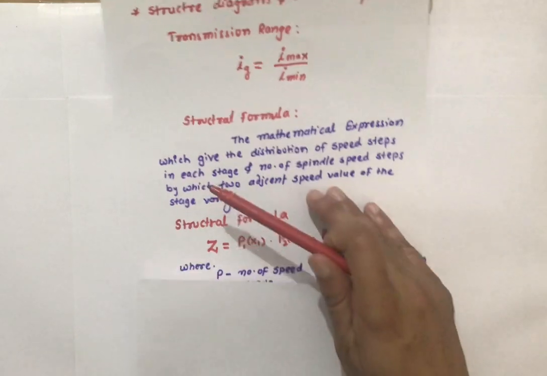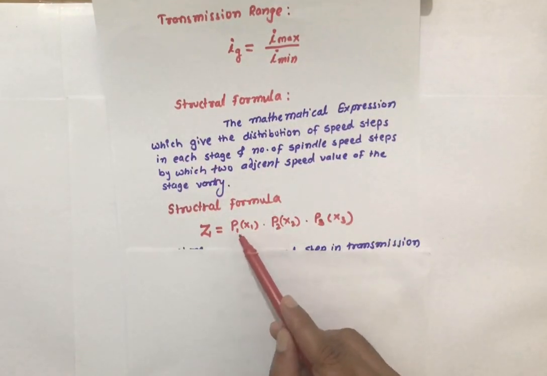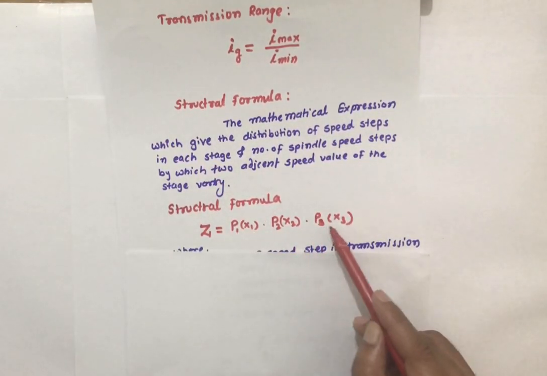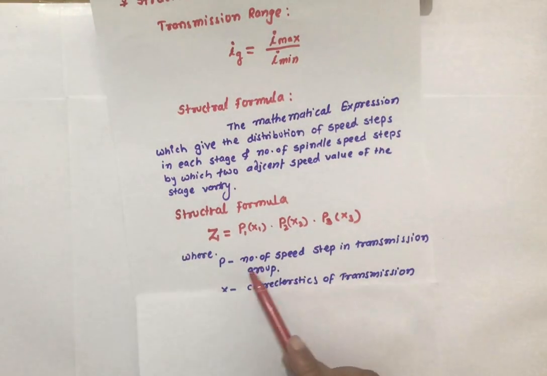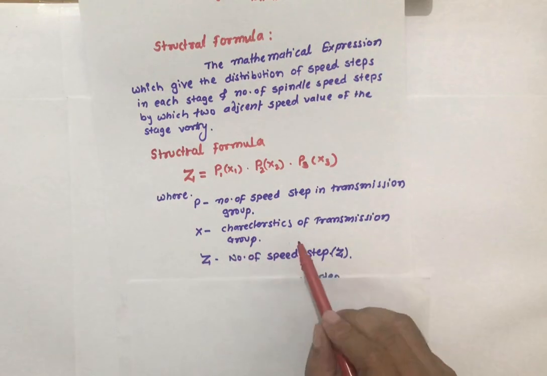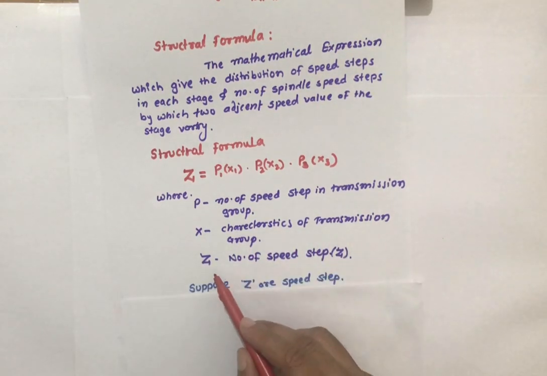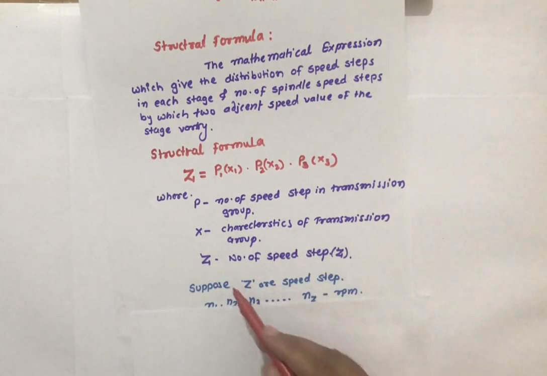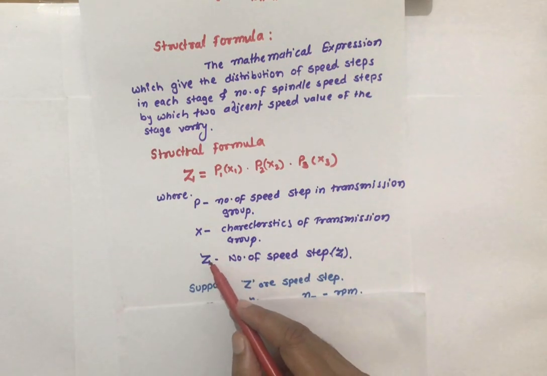The structural formulas are written in terms of Z is equal to P1 x1, P2 x2, P3 x3, where P1 is the number of speed steps in a transmission group, X is a characteristic of the transmission group, and Z is the number of speed steps. If there are 12 speeds, then Z is 12.